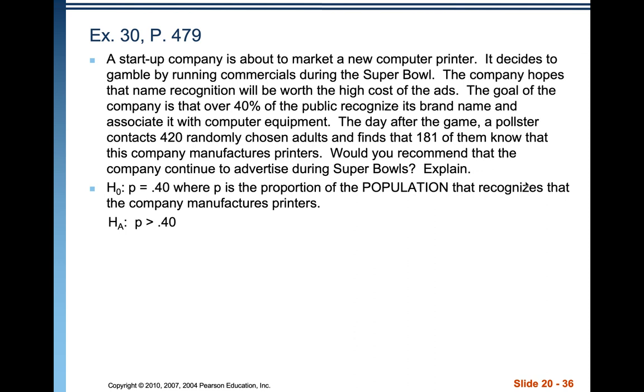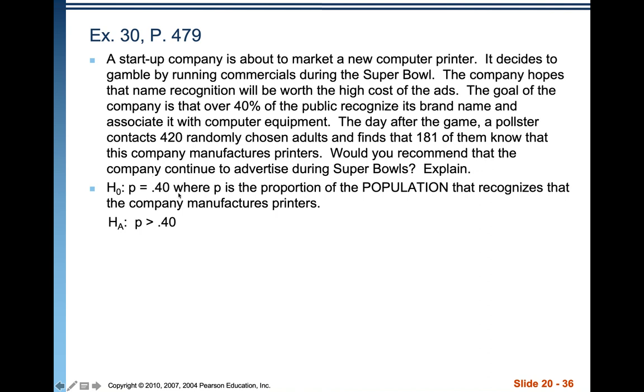Sometimes it's easier to think of the alternative, even though we write the null hypothesis first. So the alternative is what we're trying to get evidence for. The company wants evidence for the percent of the public that recognizes its brand name to be over 40%. So our alternative is that p is greater than 0.40. The null will just be that it equals whatever that value is. These two values in our hypotheses will be the same. You'll always have the equals in the null. You'll either have greater than, less than, or not equal to in your alternative.